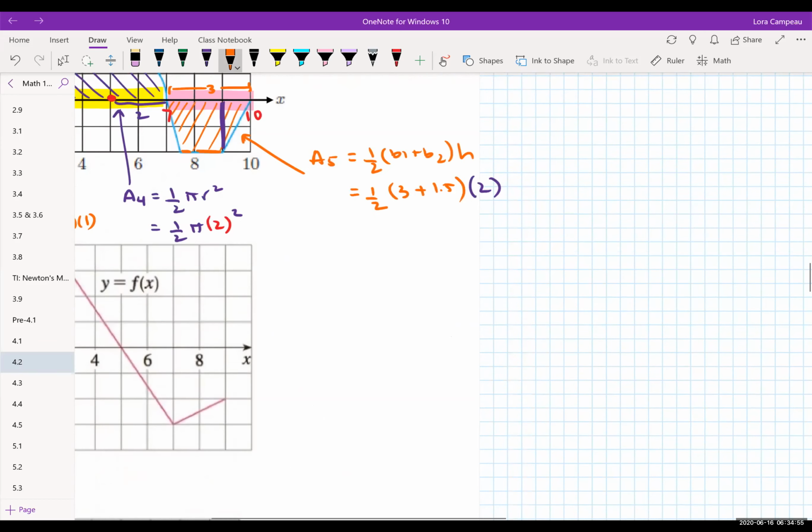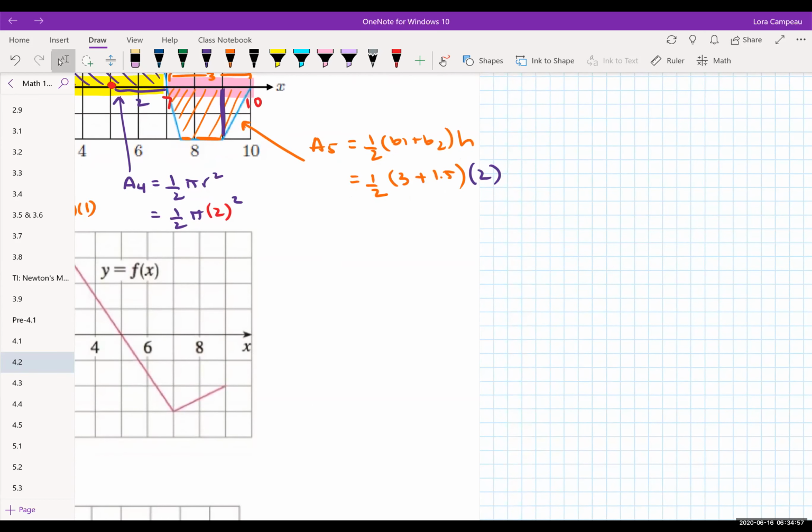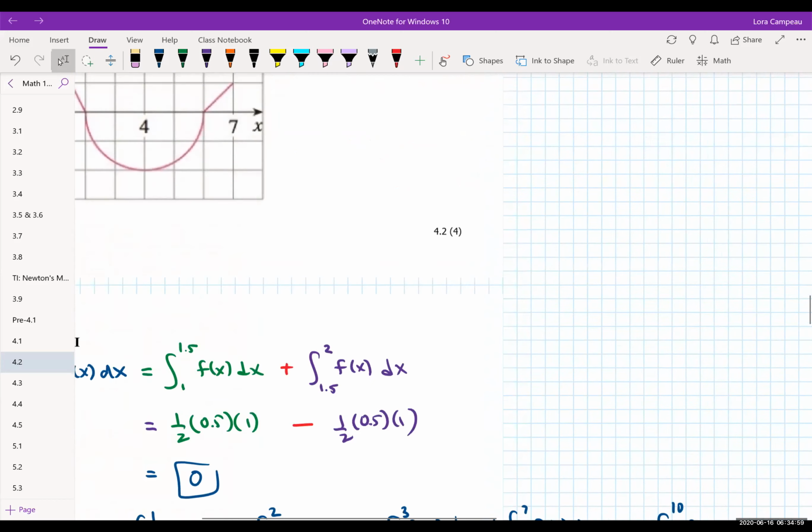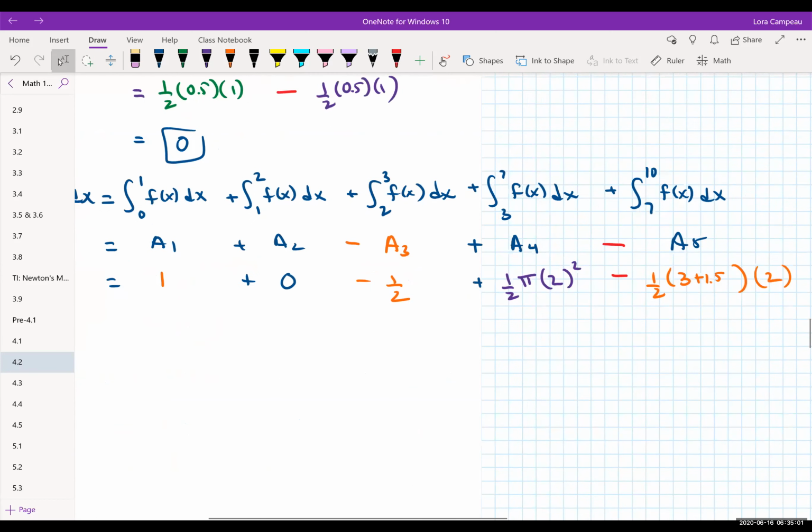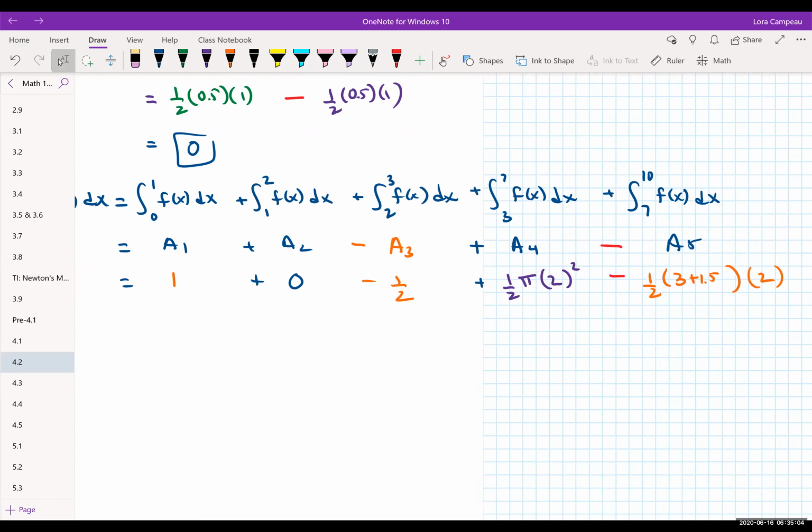Normally we don't have to keep switching pages. The 3 plus 1.5, we're good. So now, my friends, we actually have the sum of our areas. So we could simplify a little bit. Take your time. What do we have? 1 minus 1/2. We have 1/2 of 2 squared. That's 2 pi.